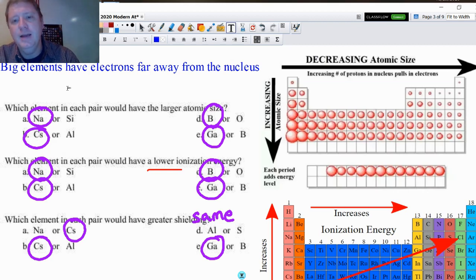Aluminum and sulfur have the same number of energy levels, so they would actually have the same amount of shielding effect. And then gallium has more energy levels, so it would be greater.